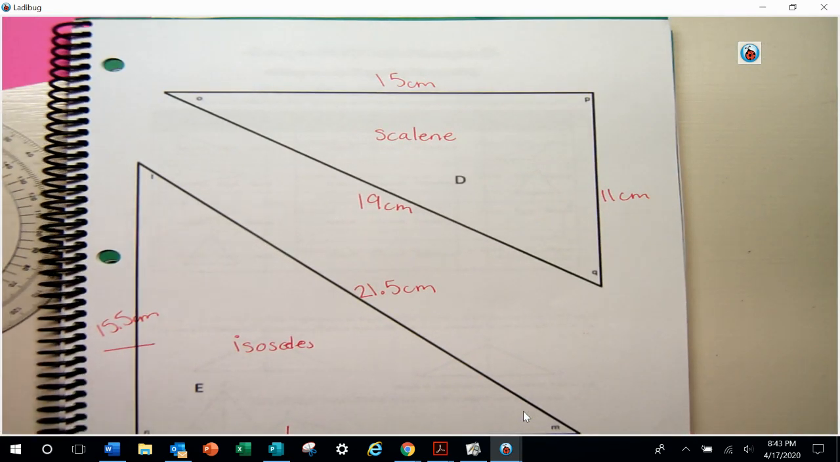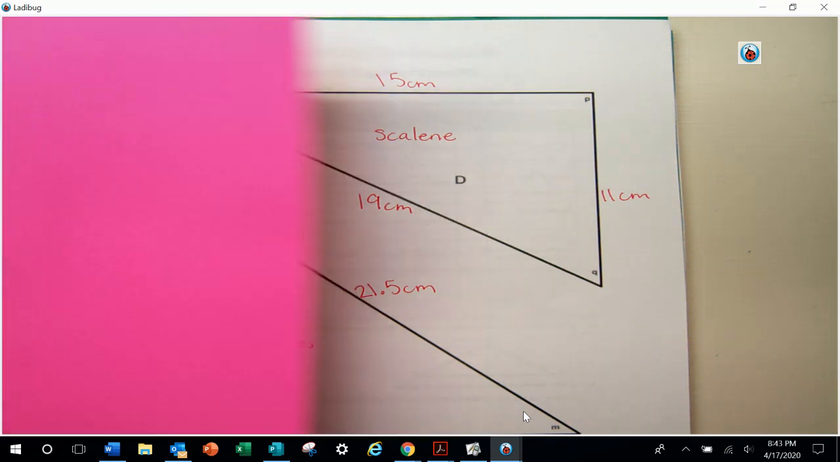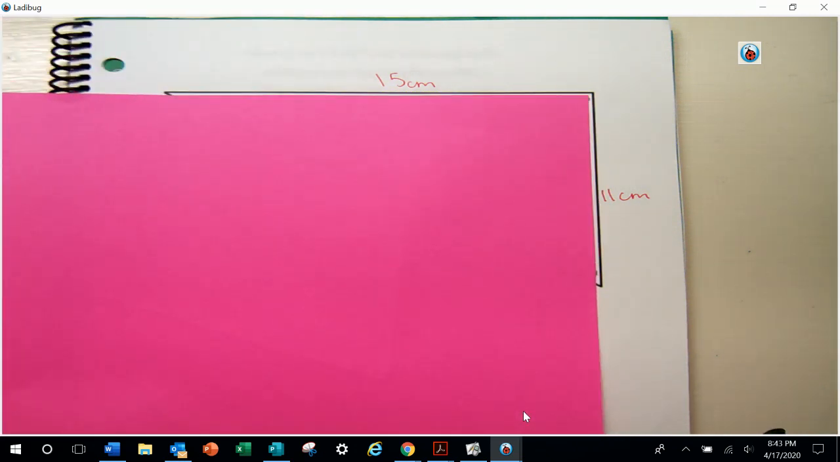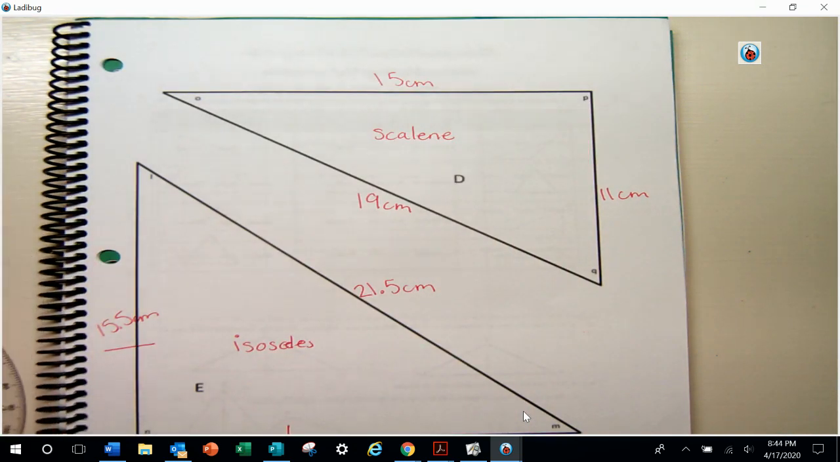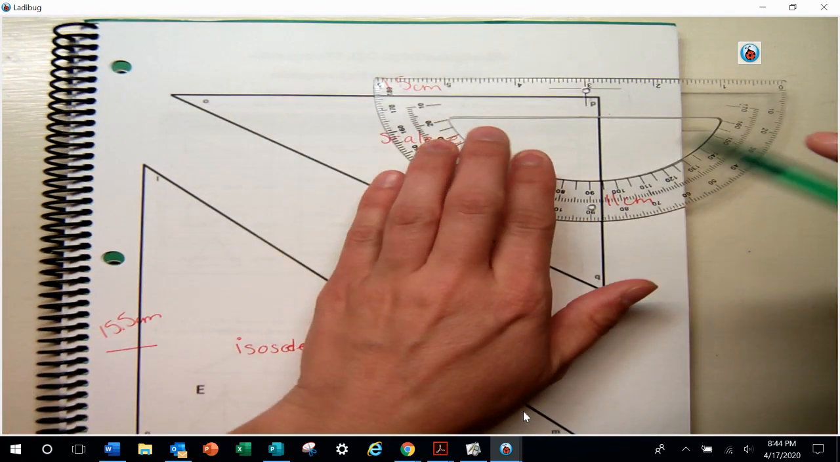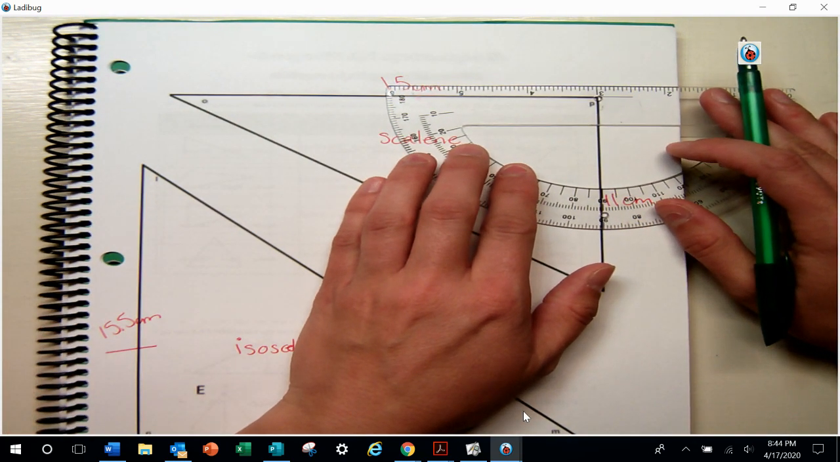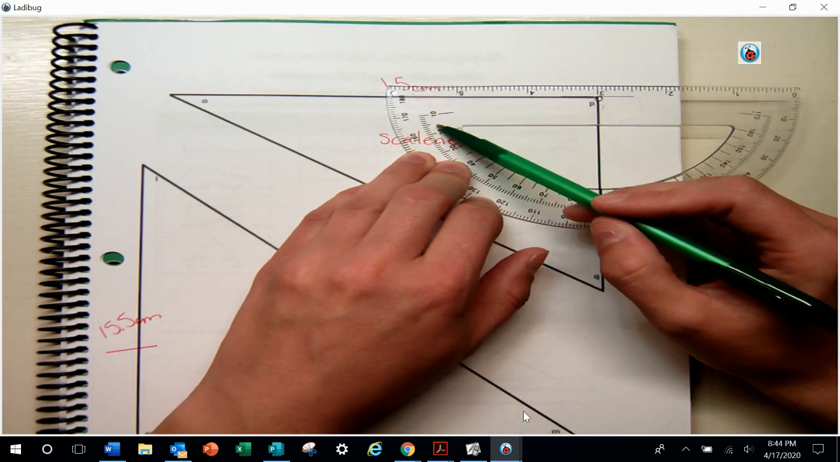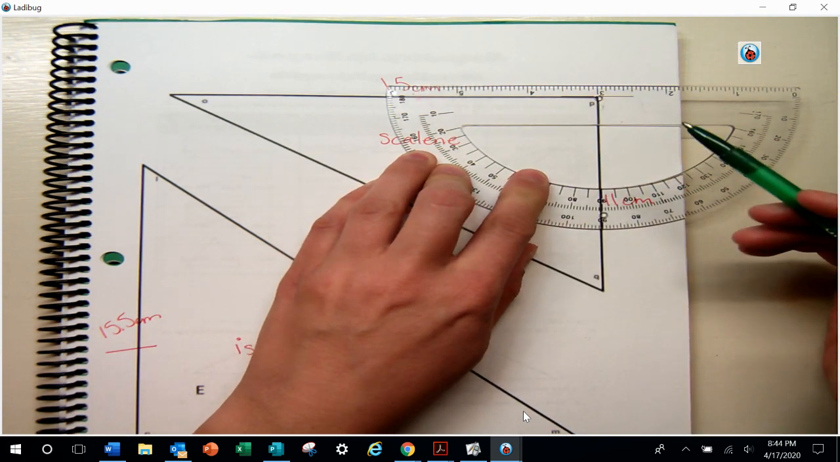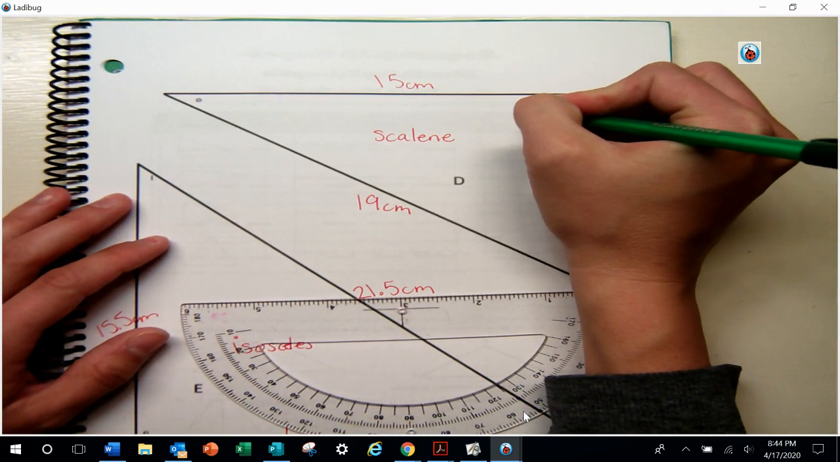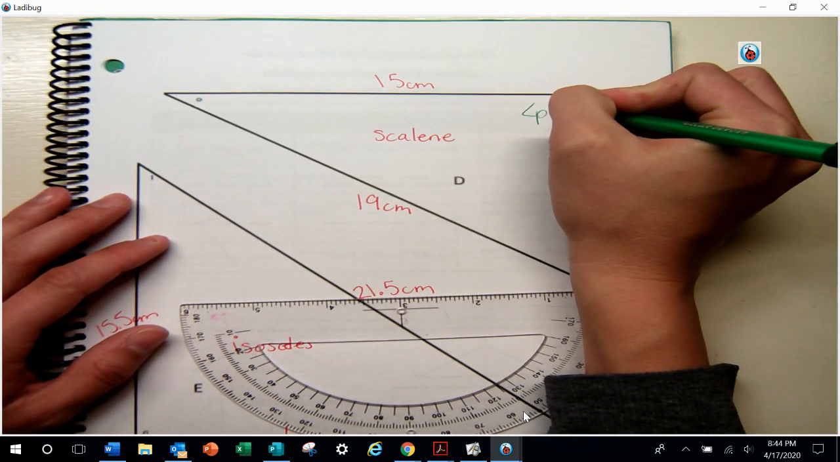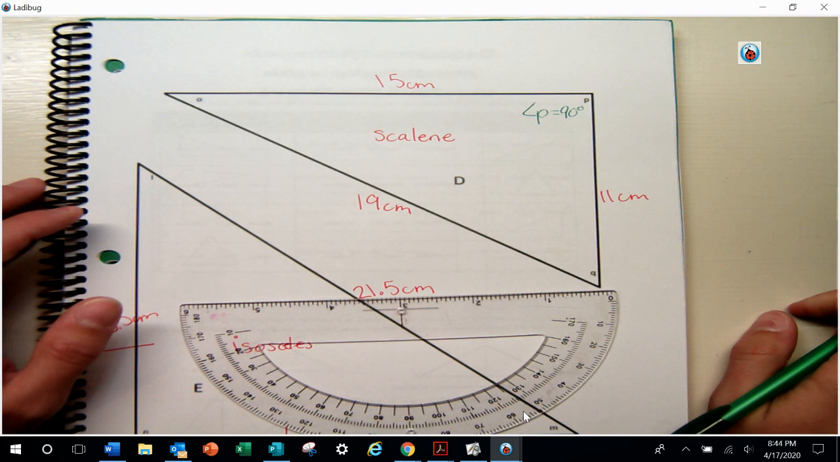Triangle D. I'm going to do my little paper test. Ooh, that one looks like it's probably that 90 degrees. So let's take our protractor and let's measure it. So here we go. Starting at 0, I'm using my inside numbers. Yep. Angle P is equal to 90 degrees. 90 degrees.